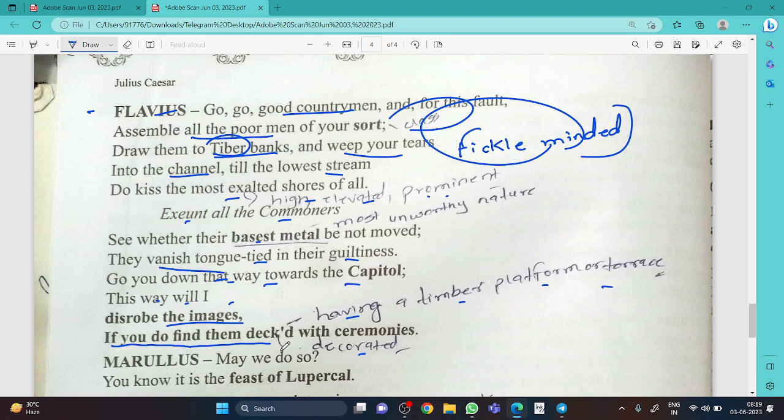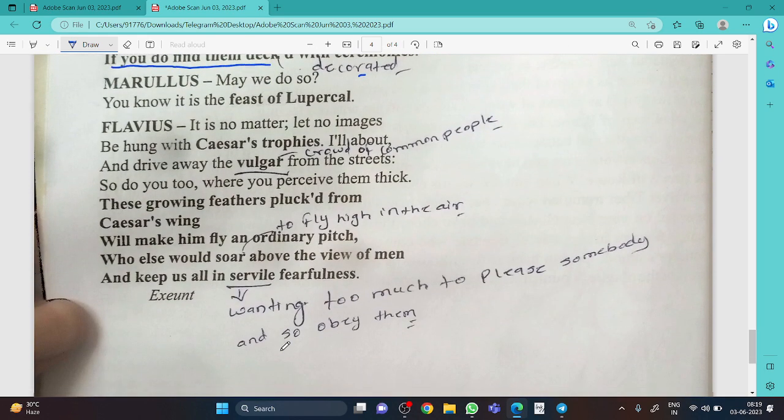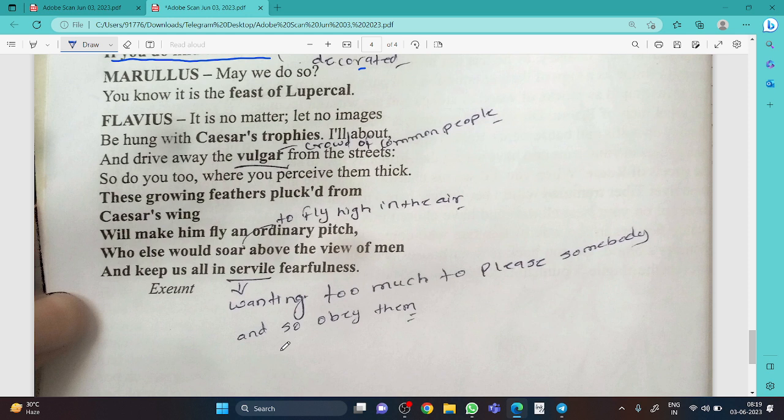Absolutely understood. And what happens, beta? Marullus said, maybe we do so. It is proper for us to do so. Understood? Anyway, you know, it is the feast of Lupercal. Actually, it is the festival of Lupercal held in honor of the god Lupercus. In Rome, in honor of the god Lupercus, people used to hold a festival of Lupercal, and it would be dishonorable to remove such decorations like crowning wreaths, means an arrangement of flowers, and neck garlands.